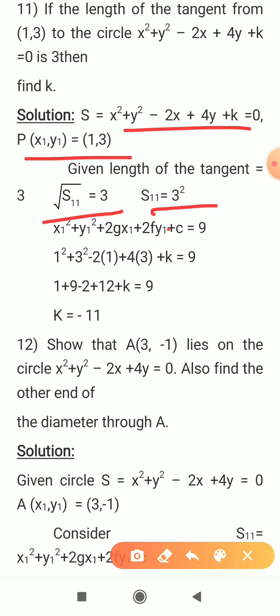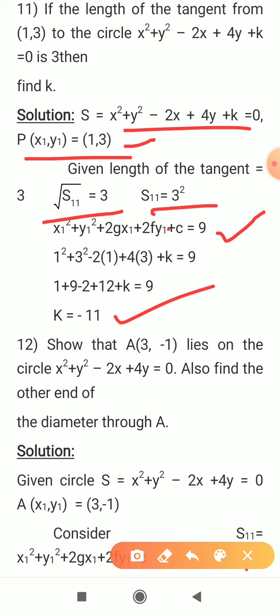S11 means put x1, y1 in the places of x comma y. That is x1 square plus y1 square plus 2g x1 plus 2f y1 plus c is equal to 9, since 3 square is 9. You know (x1, y1) is nothing but (1, 3), that is x1 is equal to 1, y1 is equal to 3. So 1 square plus 3 square minus 2 into 1 plus 4 into 3 plus k is equal to 9. So 1 square is 1, 3 square is 9, minus 2, 4 into 3 is 12, plus k is equal to 9. So like that we have k is equal to minus 11. Okay, this is very important for 2 marks.